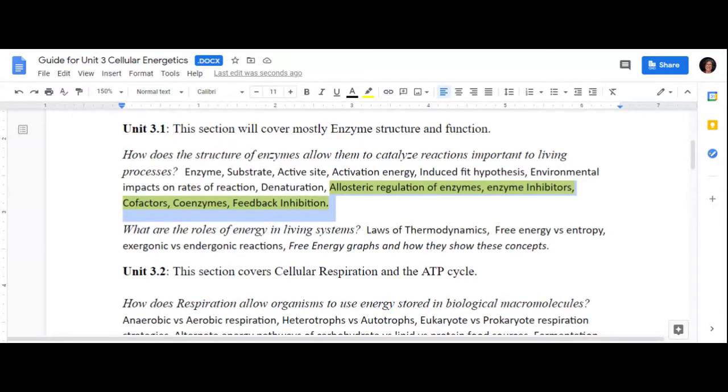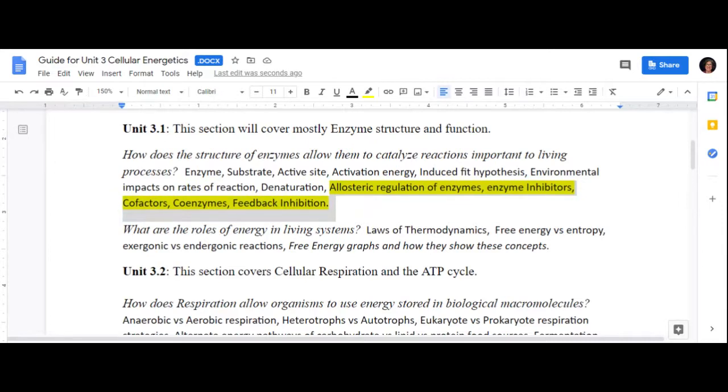Everything else, though, we did. So enzymes, substrate, active site, activation energy, induced fit, environmental impacts. We certainly did a lot of that, pH and temperature, and denaturation. You should know all those things. And then we did talk a lot about the laws of thermodynamics, right? We did a whole presentation on that. Free energy, entropy, exergonic versus endergonic, and the graphs and everything that's in those graphs. So this is a good blurb that tells you what's going to be on this enzyme test.